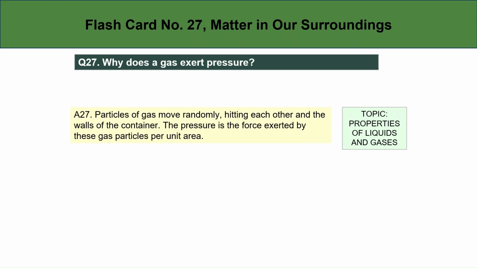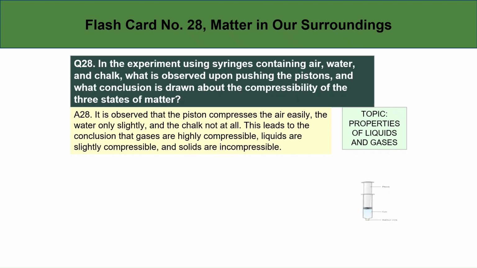Let's compare the compressibility of all states. In the experiment using syringes containing air, water and chalk, what is observed upon pushing the pistons? And what conclusion is drawn about the compressibility of the three states of matter? It is observed that the piston compresses the air easily, the water only slightly and the chalk not at all. This leads to the conclusion that gases are highly compressible, liquids are slightly compressible and solids are incompressible.